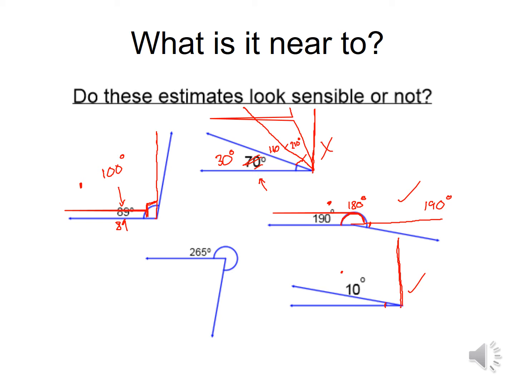Okay, and this last one. If you cast your minds back, a couple of slides ago we looked at one that was 270, and that looked like this. That was because it was angle on a straight line. Oh, I don't know why that's messing up like that, sorry about that. So angle on a straight line plus 90 degrees. So that was 270.